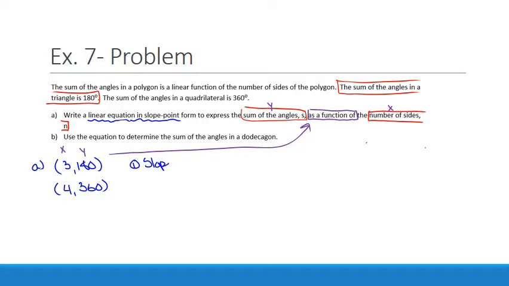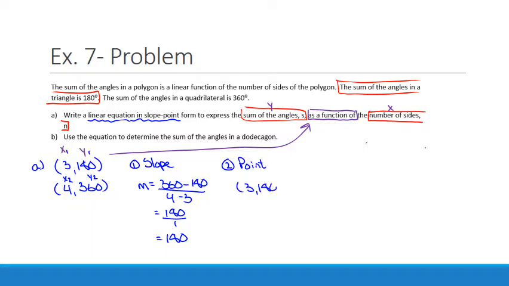So my slope m equals, so now I'm going to call this one x1, y1, this one x2, y2. So 360 minus 180 over 4 minus 3 equals 180 over 1, or 180. Okay, second part, choose a point. It doesn't matter, but I'll choose the first point, 3 and 180.